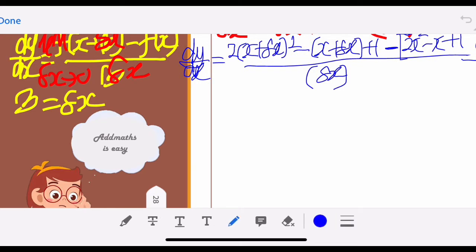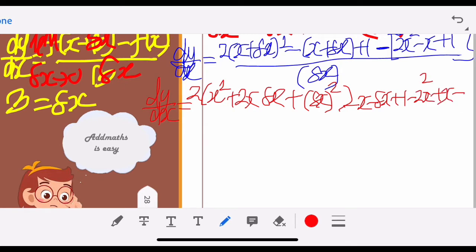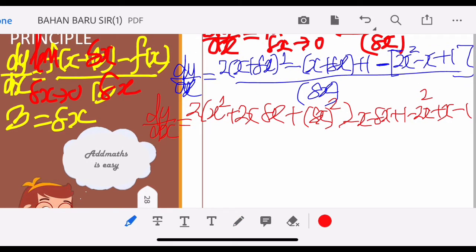So let's expand carefully. dy/dx is equal to 2x squared plus 2x delta x plus delta x squared. I have to use a bracket, minus x minus delta x plus 1, minus 2x squared plus x minus 1. Be careful with the negative. So minus 2x squared, double check, plus x minus 1, over delta x. You must divide by delta x.